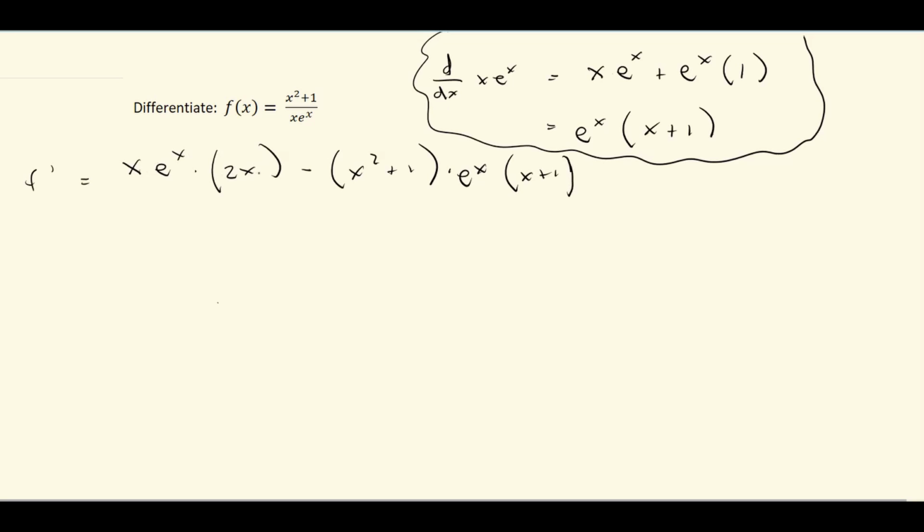So we got low d high minus high d low, bottom squared, and off we go. So this is the derivative. So now we have to simplify it, clean it up a bit.